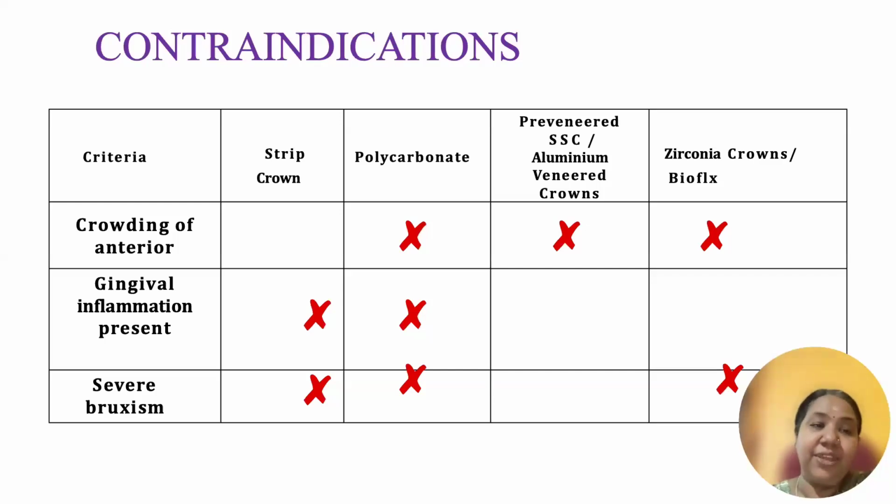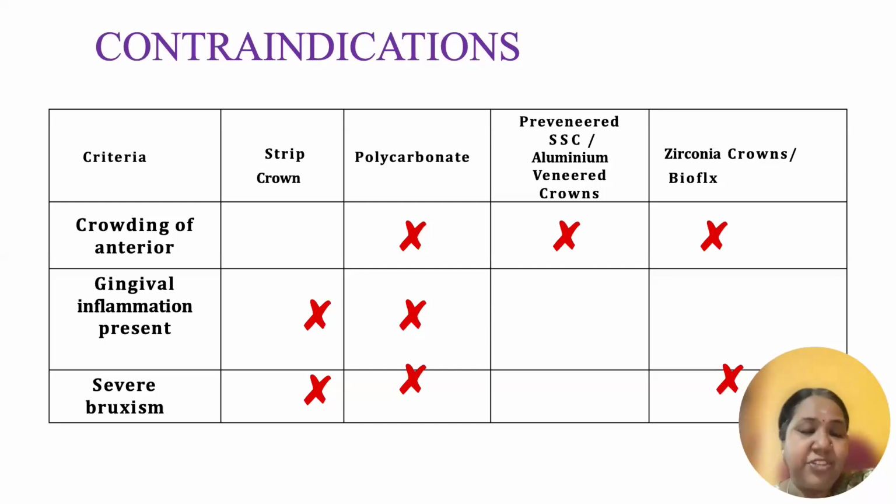But given a condition where there's going to be crowding of the anterior teeth, I don't think we are going to be able to give a successful bioflex or zirconia or even a preveneered crown. A strip crown could be a good choice of restoration in those conditions.